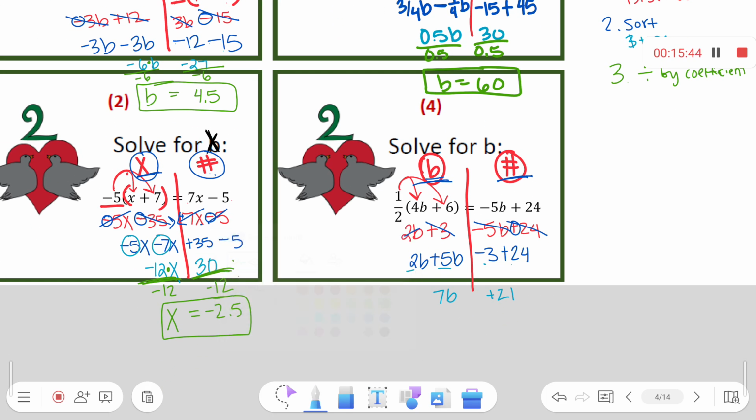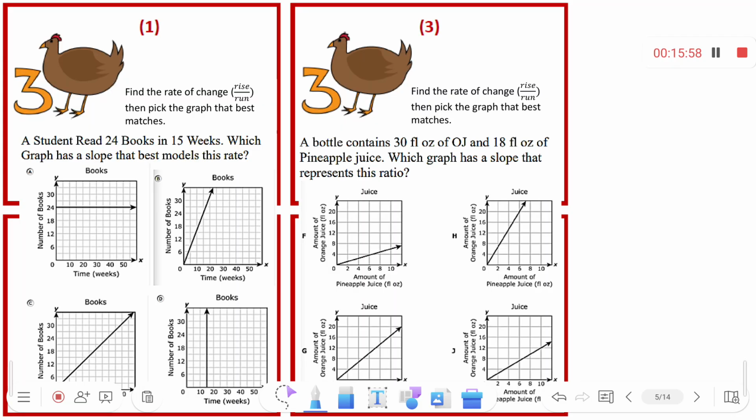And then now we divide by the coefficient, which is 7. 7 over 7 is 1, so we have 1b. 21 over 7 is 3. Then we go to 3 French hens.